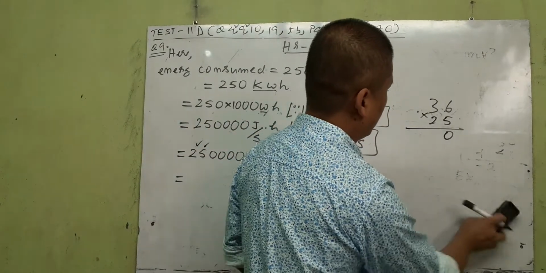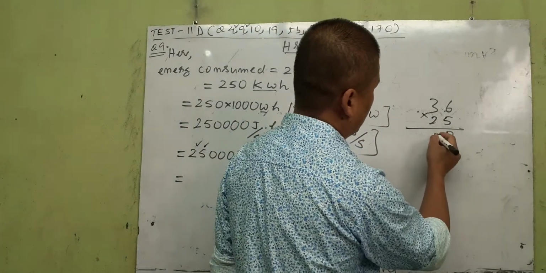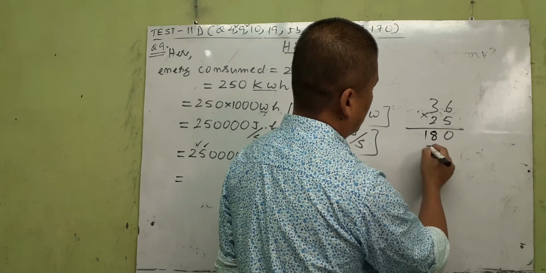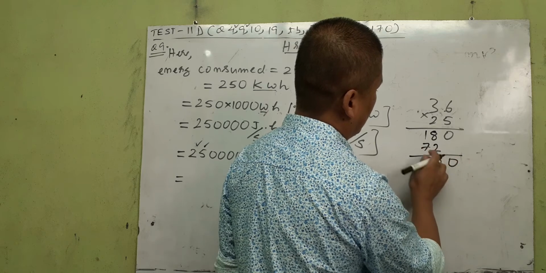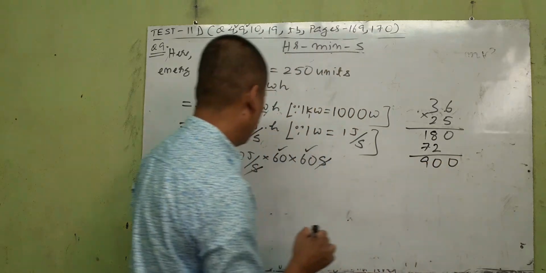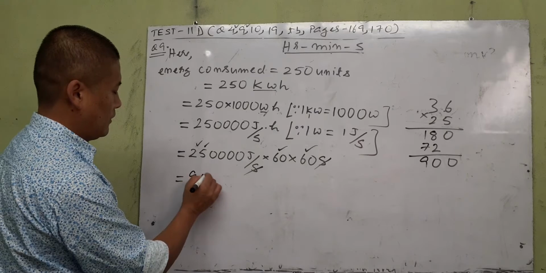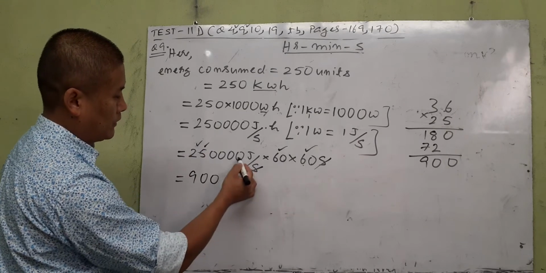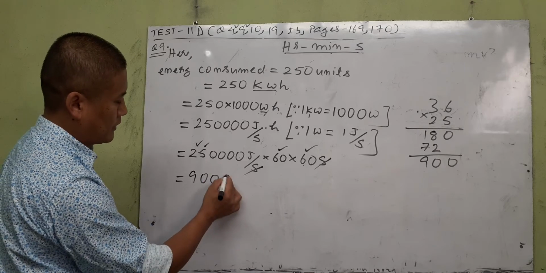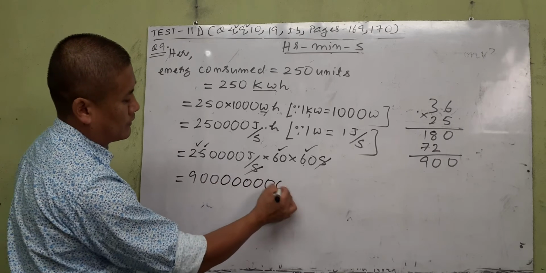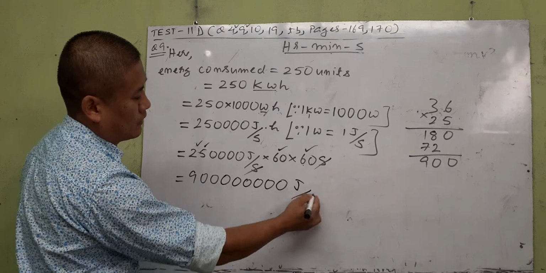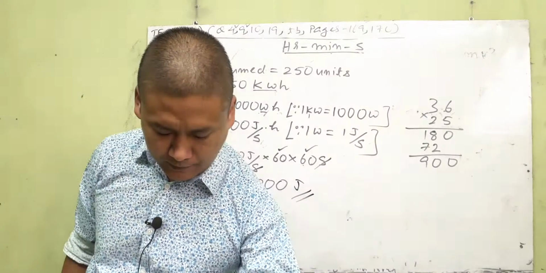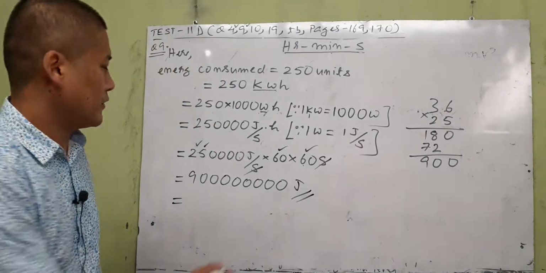Then 3 in hand, 5 3s are 15, 16, 17, 18, 2 3s are 6, 7, so 0, 1, 0 and 9 here. So we're going to get 900. 25 multiplied by 36, then 1 2 3 4 5 6 zeros still left, then here joules. So this is your answer in joules. We can leave it like that, but usually they express it in standard form, so the decimal moves from here.